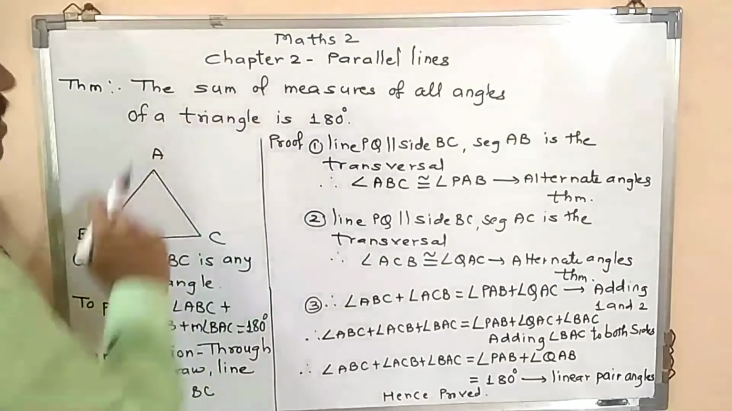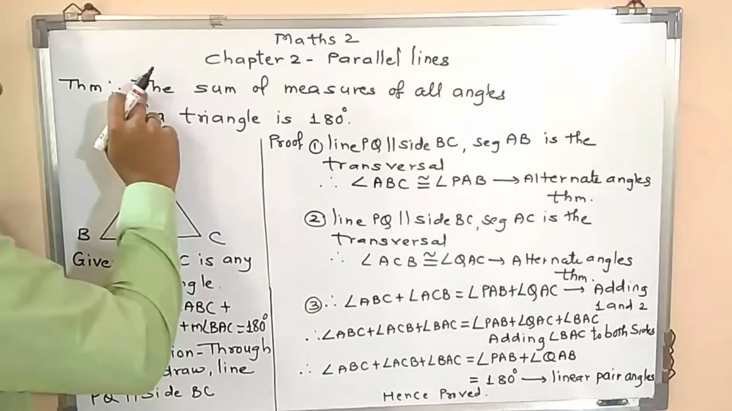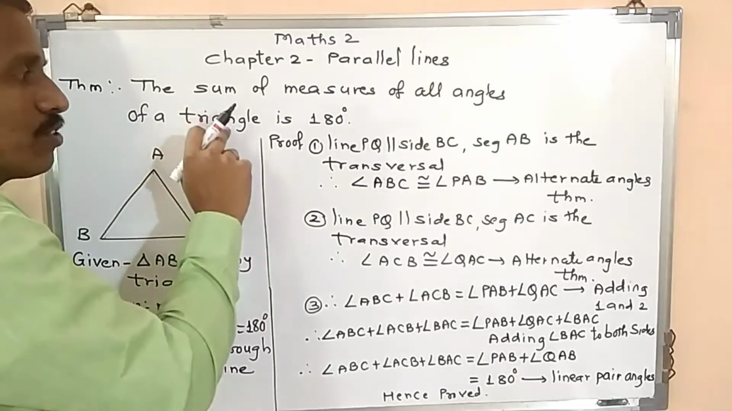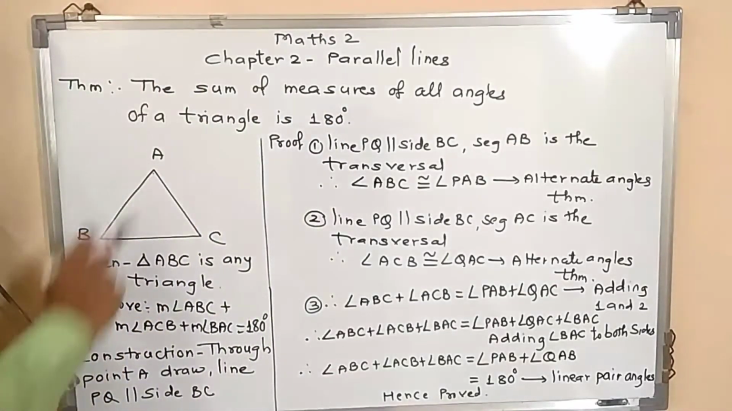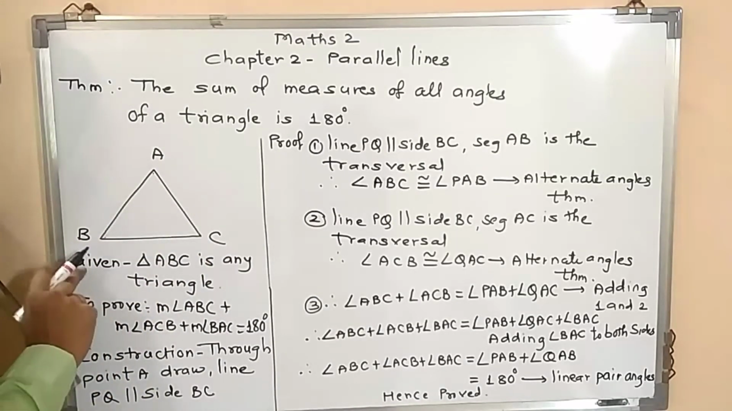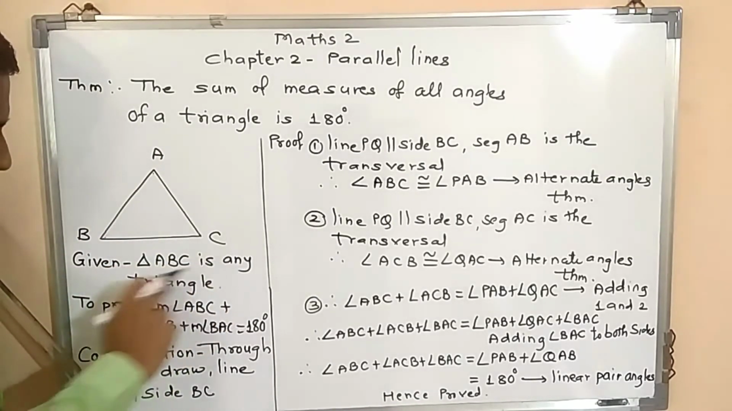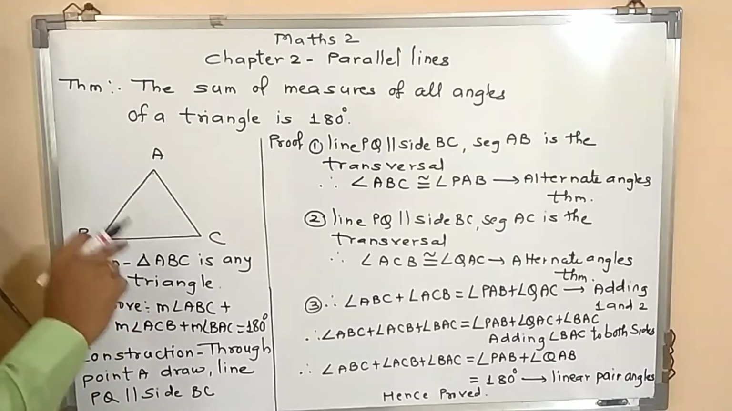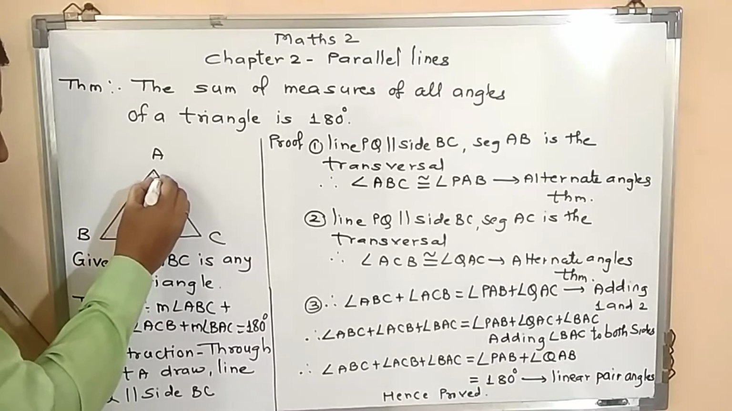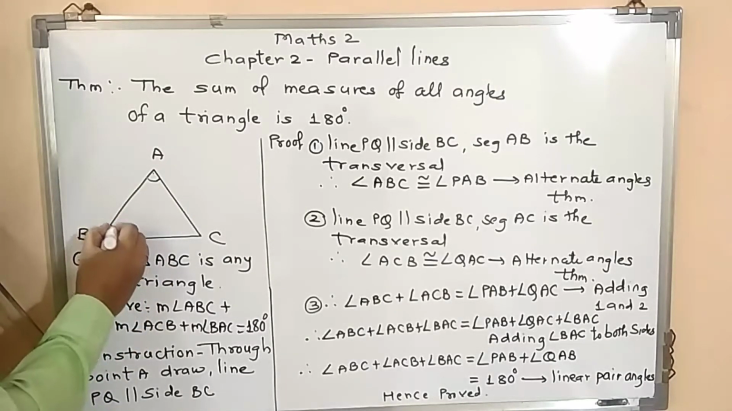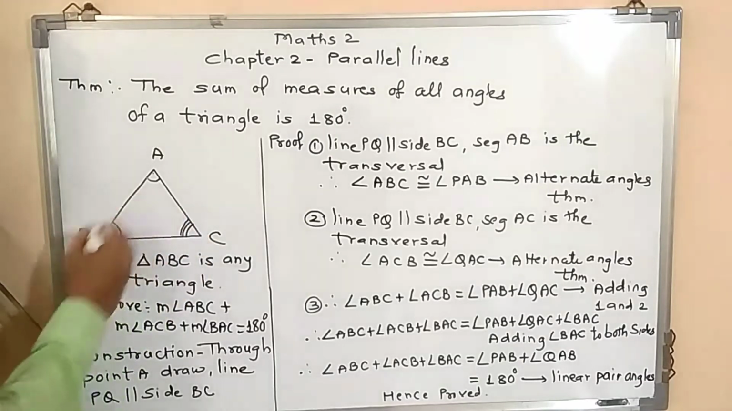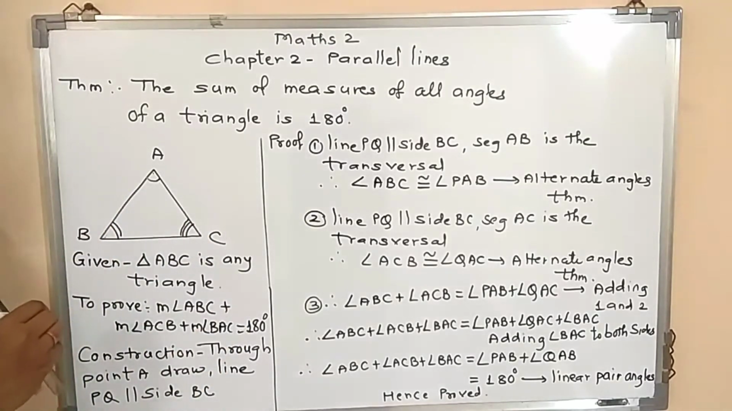How will I write this in conditional form? If the figure is a triangle, then the sum of measures of all its angles is 180 degrees. Here I have taken triangle ABC, any triangle. So the given part is triangle ABC is any triangle. What is the to-prove part? To prove: measure angle BAC plus measure angle ABC plus measure angle ACB is 180 degrees.